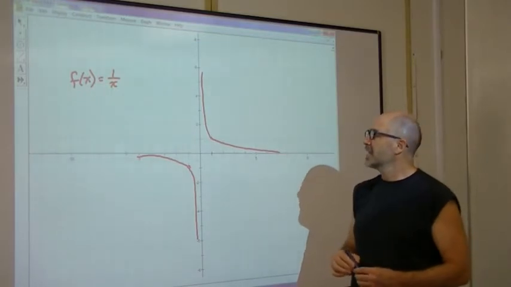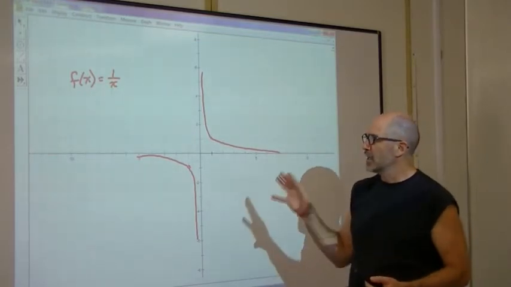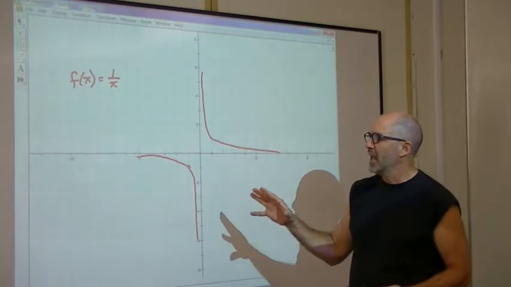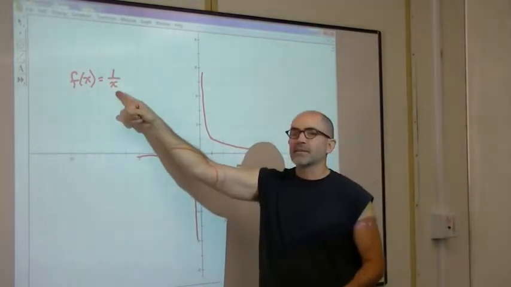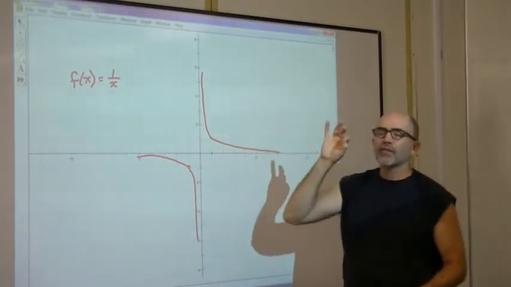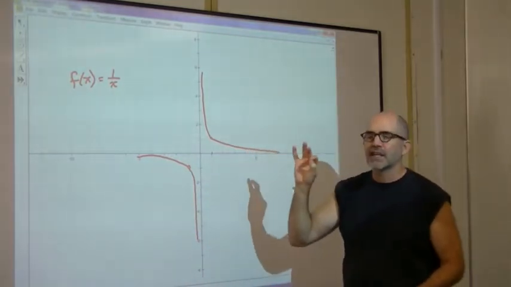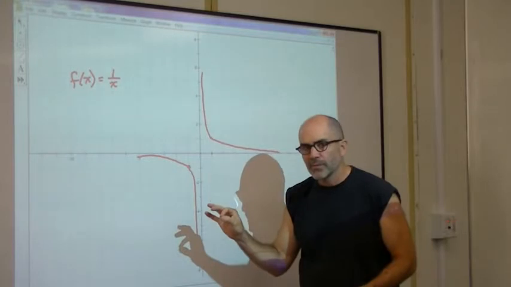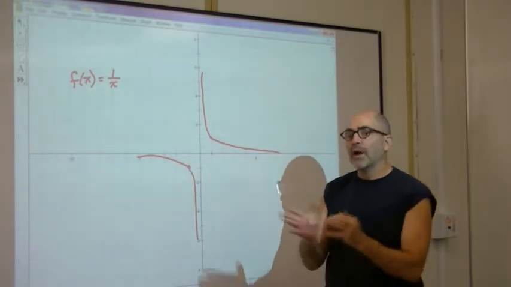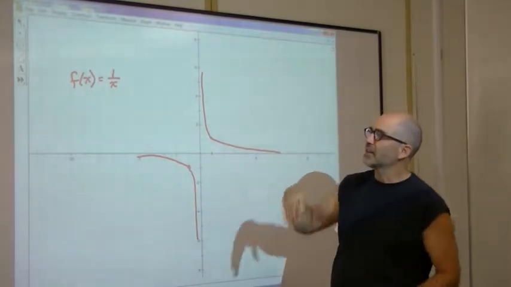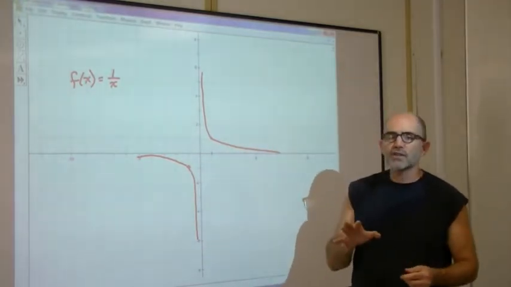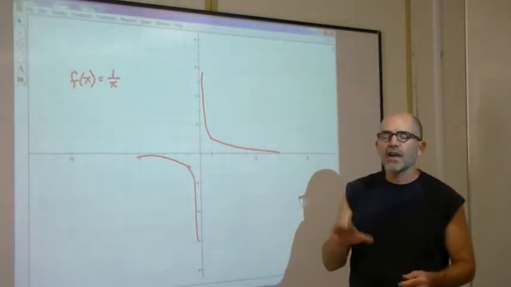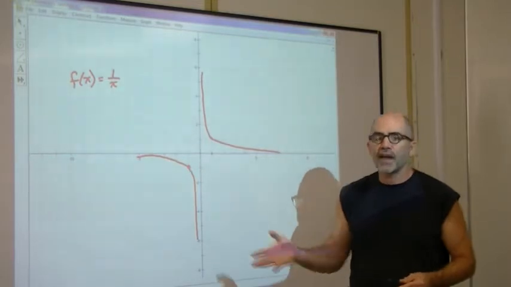So basically, any rational function is going to be continuous everywhere that you don't have your vertical asymptote. So whatever x value makes the denominator 0 is discontinuous, but that doesn't count because that's not in the domain of the function to begin with. So rational functions are continuous everywhere that they're not undefined.